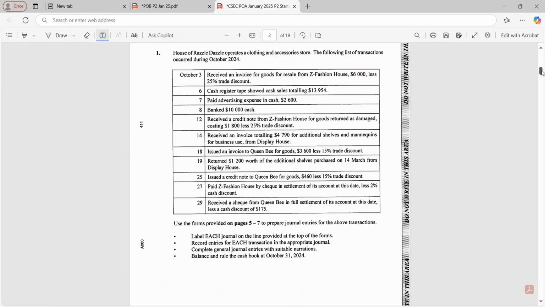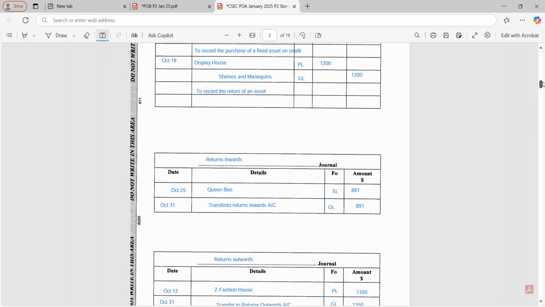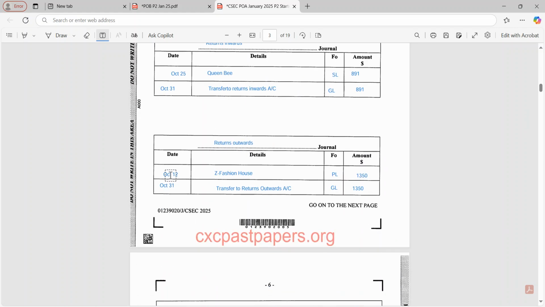All right. So which journal is this transaction going to affect now? We're returning goods to the fashion house, right? So it is the return outwards journal that is being affected. We go to returns outwards. It's October 12th. The fashion house will be the details, which is the name of the creditor. You find this transaction in our purchases ledger because it is related to a creditor. So once it's related to a creditor, it is found in our purchases ledger.